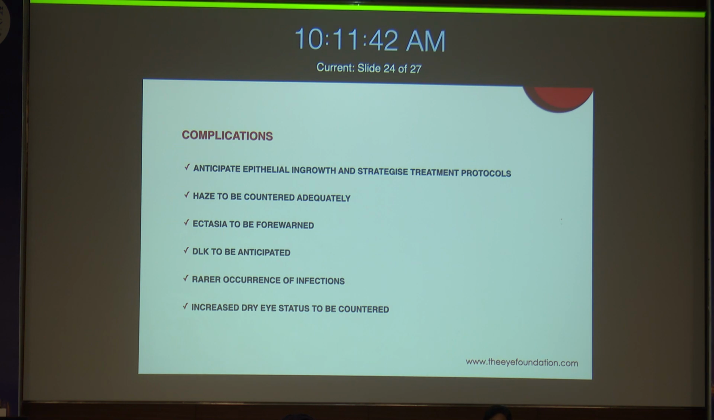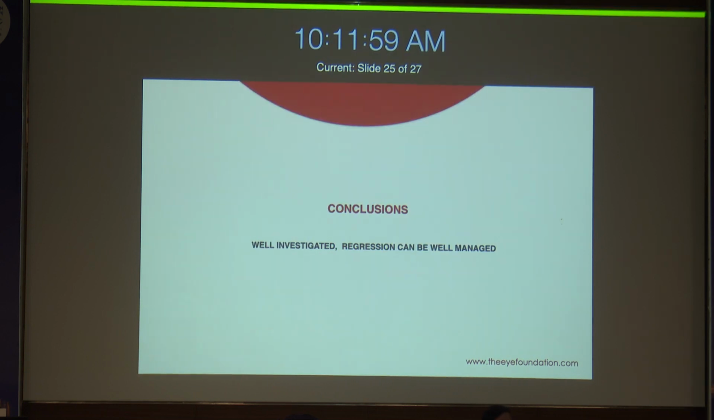As far as the complications are concerned, let's remember all the primary complications can occur. You should anticipate epithelial ingrowth. You should anticipate haze. You should anticipate ectasia. You should anticipate DLK, and the rarer occurrence of infection, and increased dry eye status has to be countered. But let's conclude by saying that regressions can definitely be well managed.